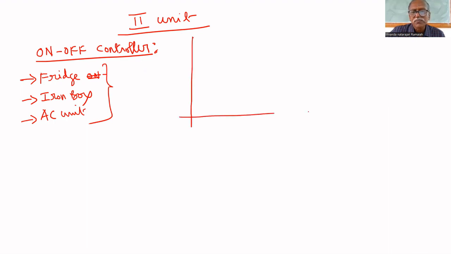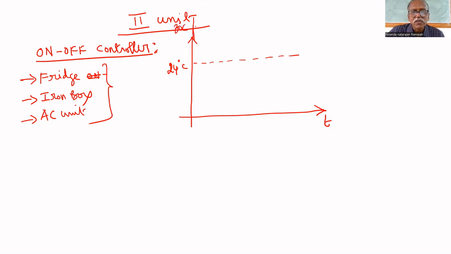If you see the response, when you implement an on-off controller, let us say that we are fixing the room temperature, say 24 degrees centigrade. Indian standard. European standard 18 degrees centigrade. So 24 degrees centigrade. Initially, it is at a higher temperature, say 30 degrees centigrade.